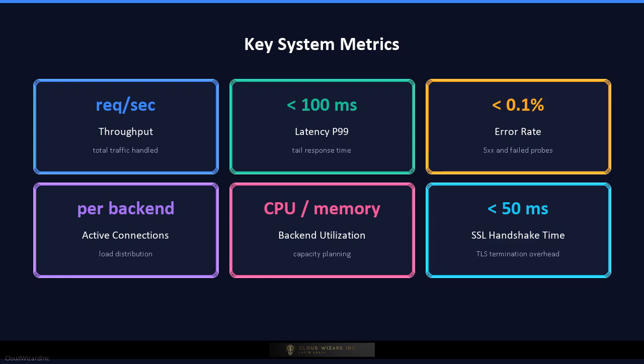Latency, especially P50 and P99, tells you whether the load balancer is adding overhead and whether backends are slow. Error rate, including HTTP 5XX and health check failures, tells you when backends are failing. Active connections per backend show whether traffic is evenly distributed. Backend utilization, such as CPU and memory, helps with capacity planning.